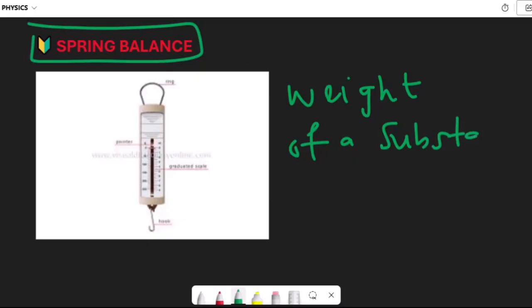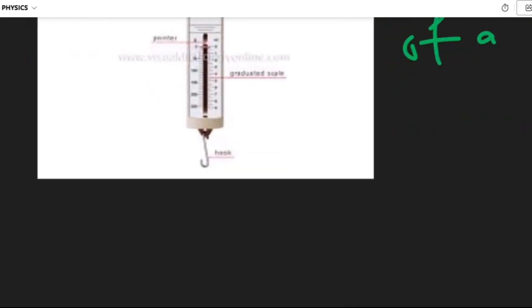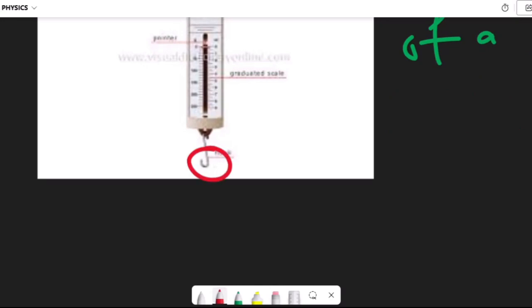Why? Because when we try to attach a body on the hook, the body is suspended in air, and as the body is suspended in air, gravity is trying to pull the body downward.